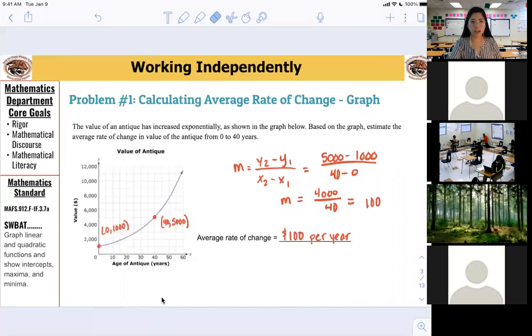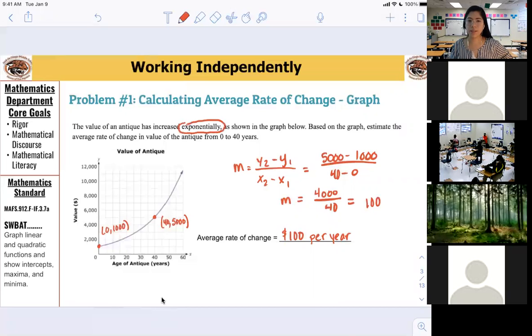So for problem number 1, the value of an antique has increased exponentially as shown in the graph below. Ooh, there's that word, exponentially. Remember how we were talking about this in the bell ringer? Exponential growth is not constant. So this is not a linear function.